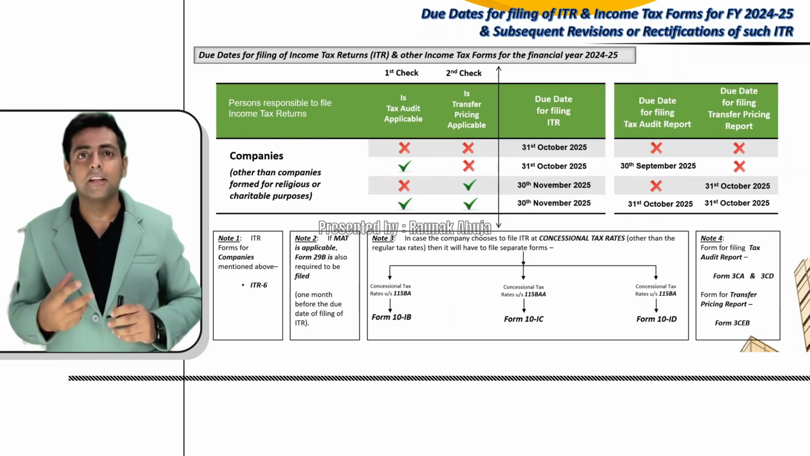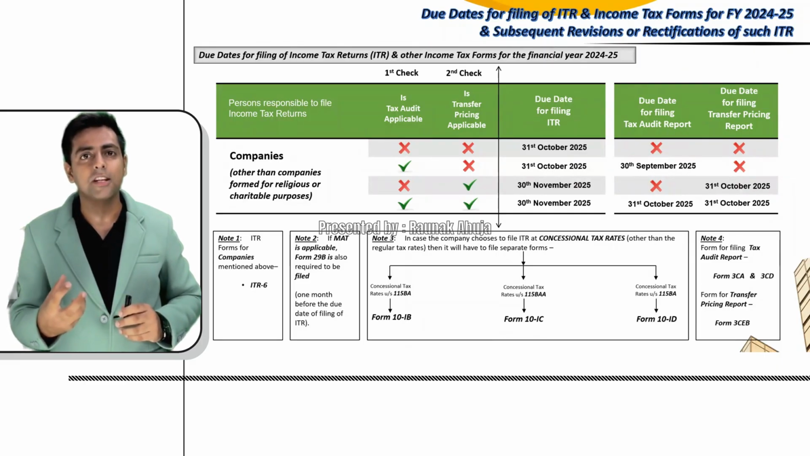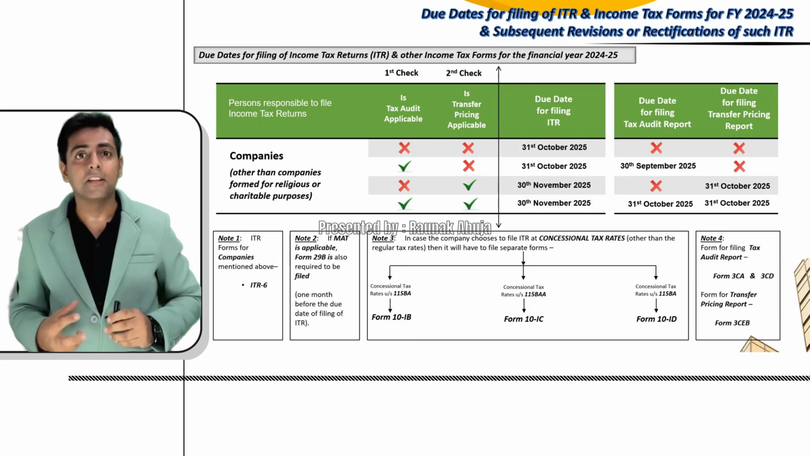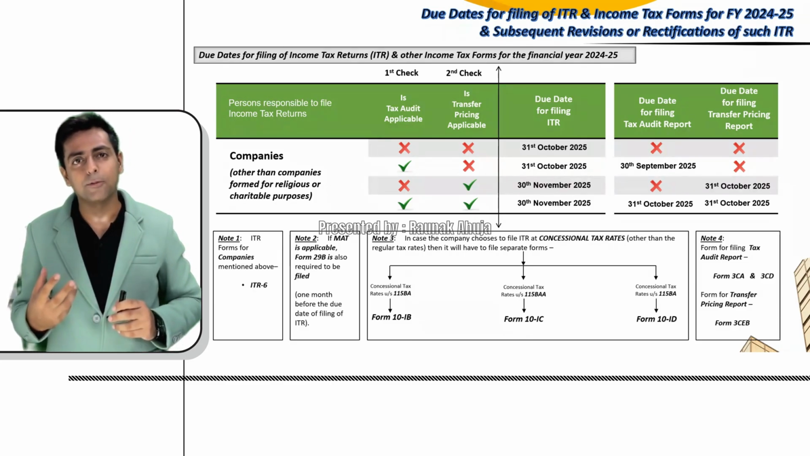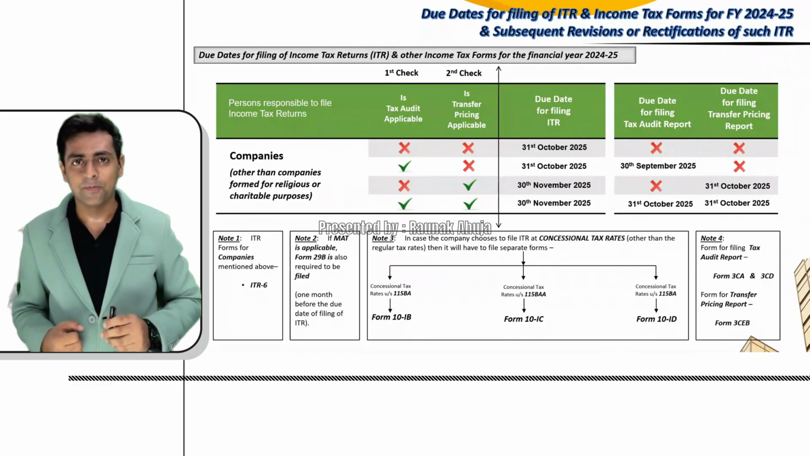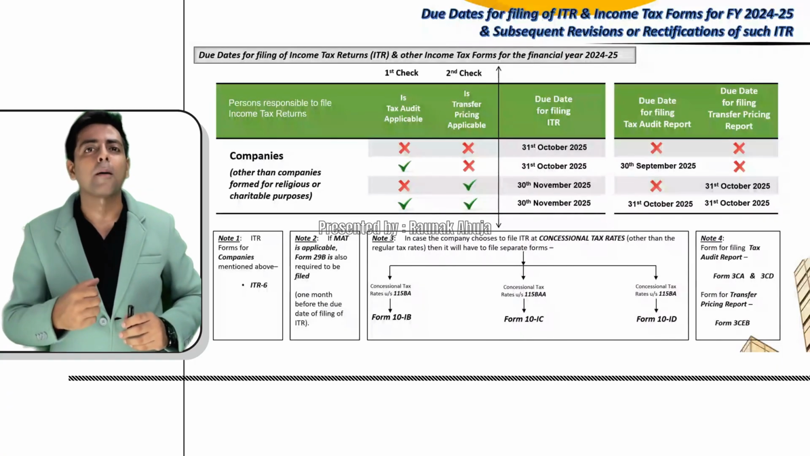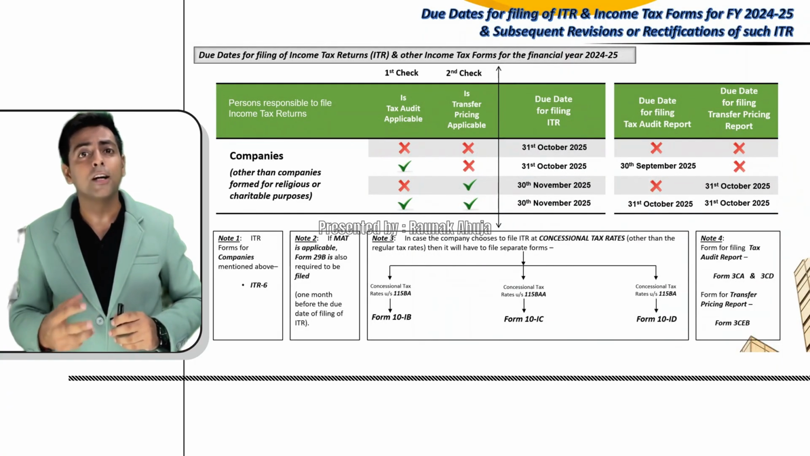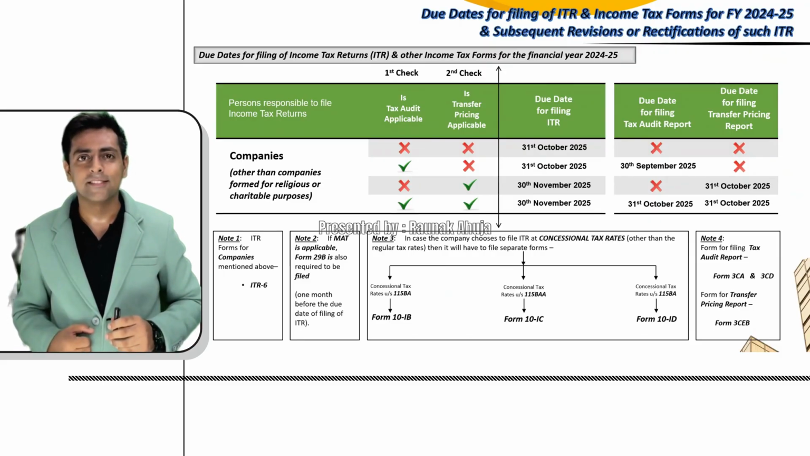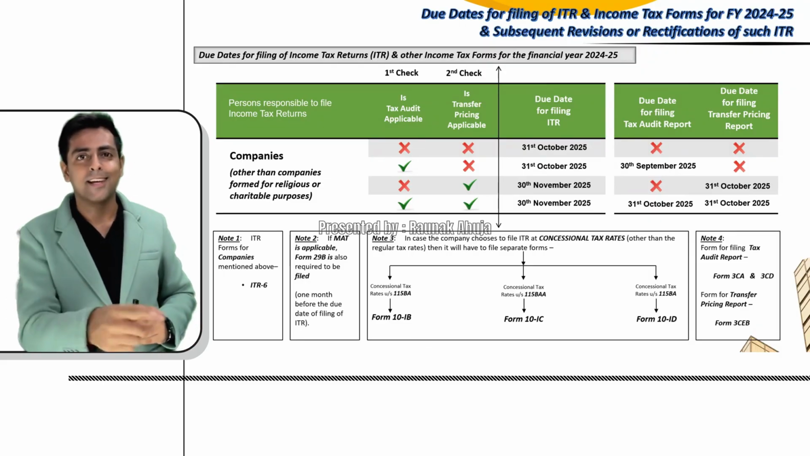Here again, in case tax audit report is to be filed, it has to be filed in Form 3CA, 3CD. And in case of transfer pricing report, it will have to be filed in Form 3CEB. Now, the question is, what happens if we file the return after the due date? That's covered in the next segment.